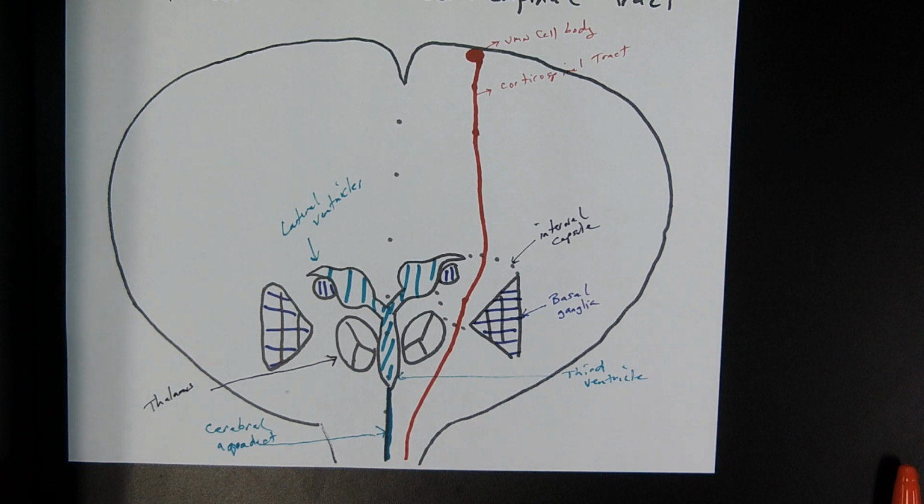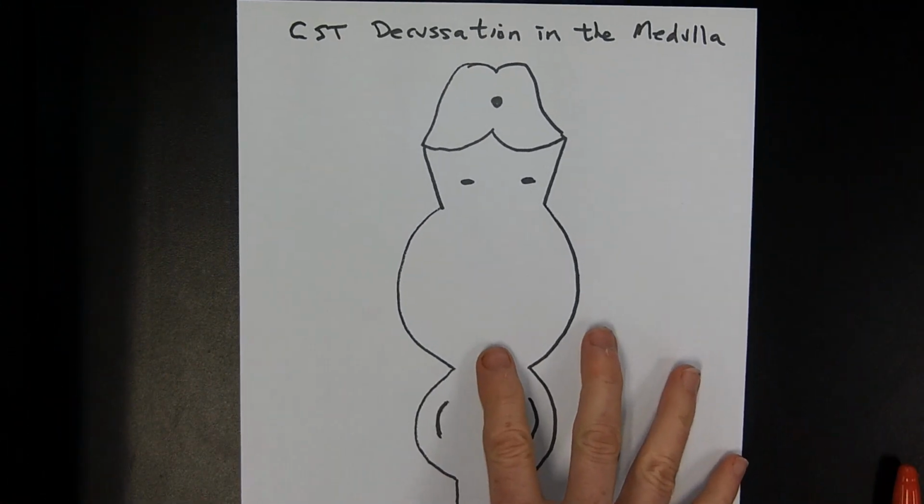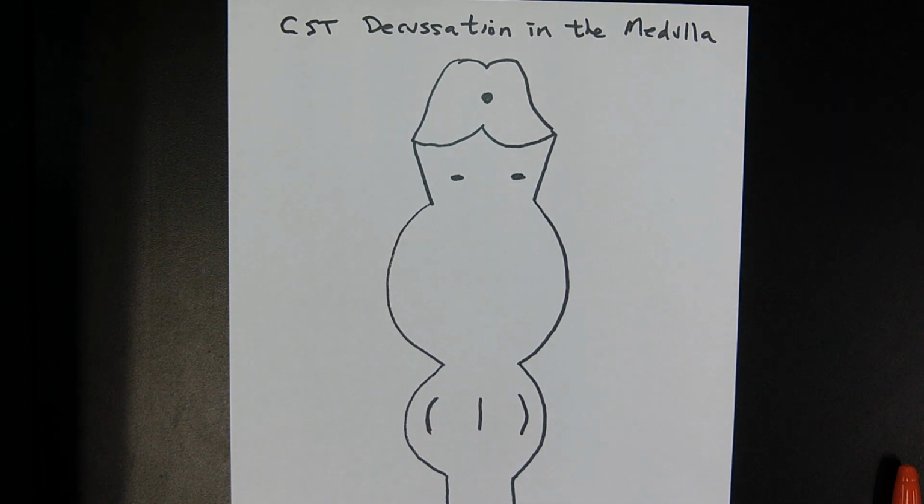The next part, moving on, is the CST, the corticospinal tract, and CST decussation. Come on, decussate in the medulla.